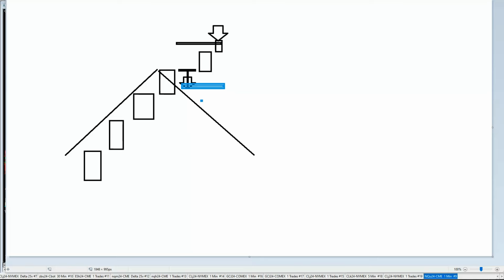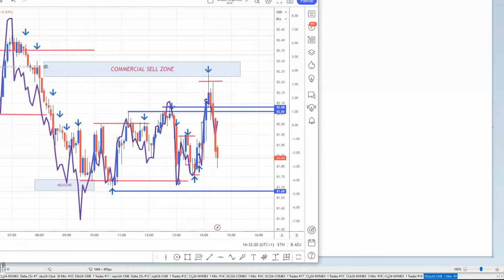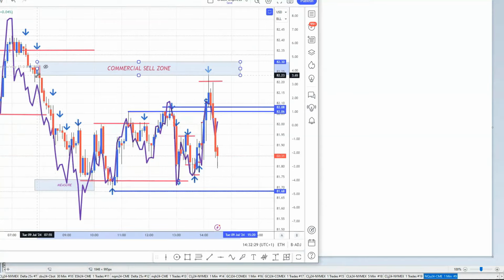Macro sells down to 81.5, 81 evens. And of course, it's just about making sure your charts are up to date. So there's the commercial sell zone. Did everybody have the same price level? So there's the buyer. There's the toxic sell coming in. There's your commercial sell zone right there.